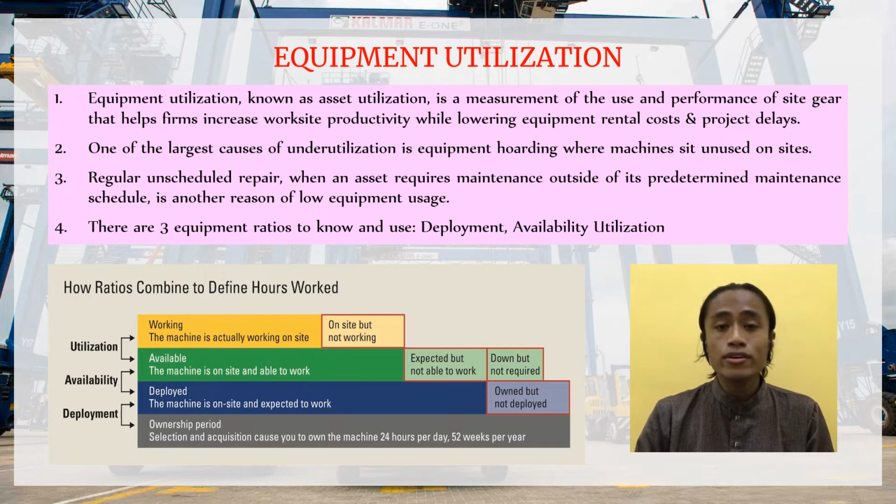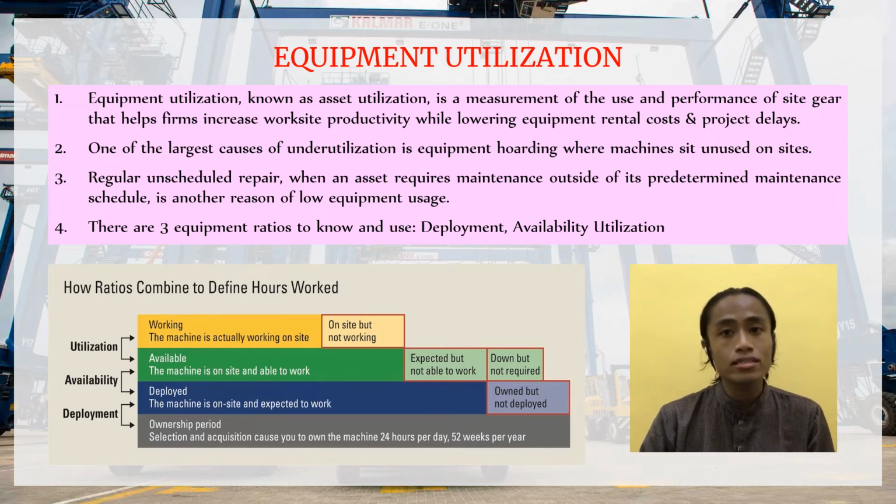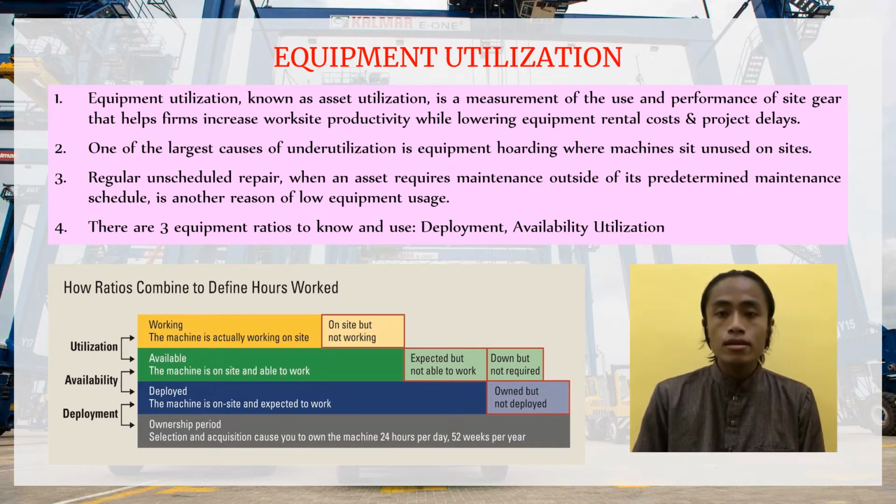Another cause is regular unscheduled repair. When an asset requires maintenance outside of its predetermined maintenance schedule, it is another reason for low equipment usage. This places a strain on project timetables while also increasing costs due to increased maintenance and equipment leasing. Developing efficient preventative maintenance programs that involve pre- and post-use inspection can assist equipment managers in identifying possible concerns before they become major difficulties. There are three equipment ratios to know and use.